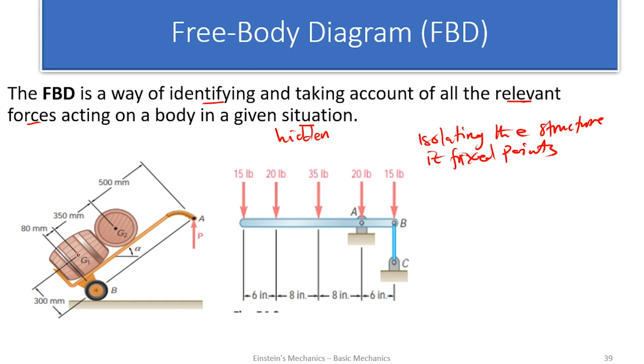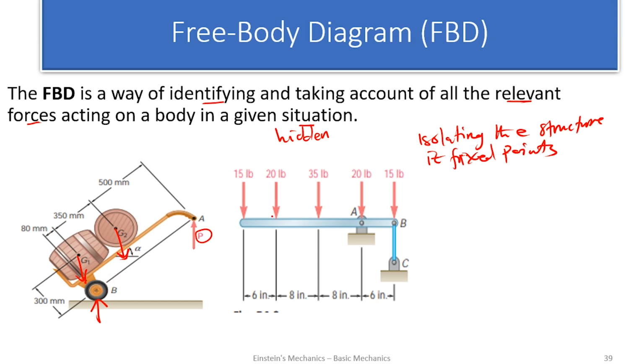The free body diagram will help us understand that where the wheel B is, there is a force taking place. So I'll take into account all these forces. If I don't draw the free body diagram, I will only know some forces, like force P, maybe the weight of this, maybe the weight of that, and I'll forget that there is a force also taking place here. But with the free body diagram, I'll be able to identify all the relevant forces. That's the main idea of drawing a free body diagram.